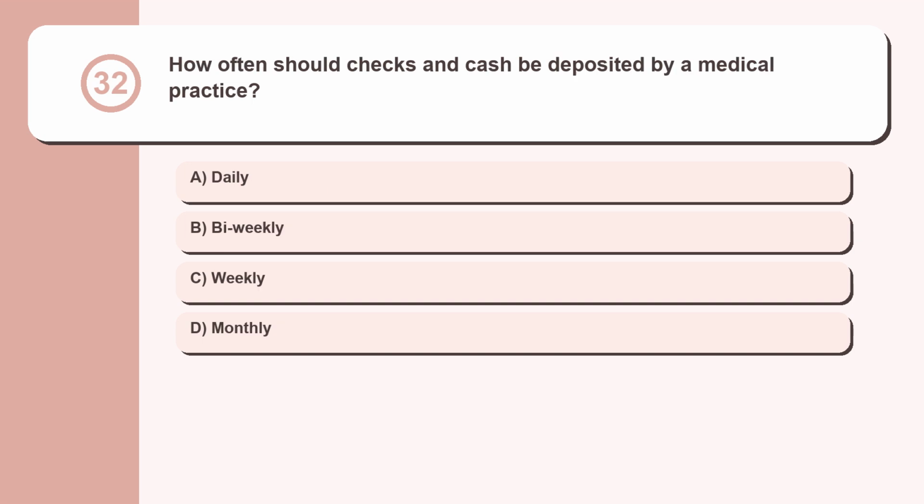Question 32. How often should checks and cash be deposited by a medical practice? Here are your options. Option A. Daily. Option B. Bi-weekly. Option C. Weekly. Option D. Monthly.